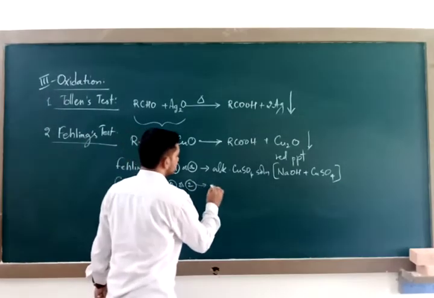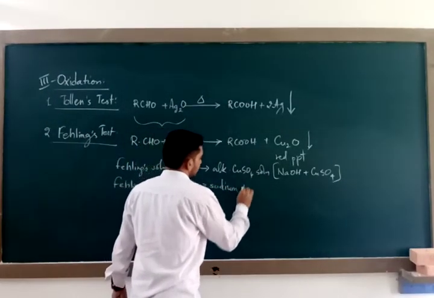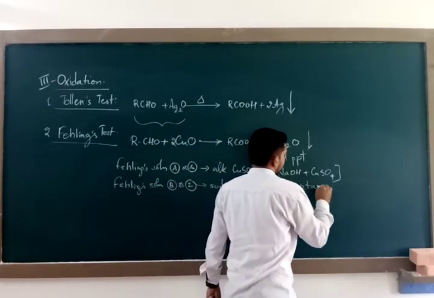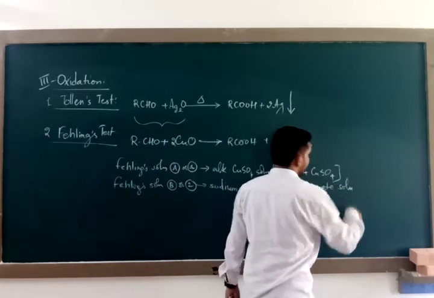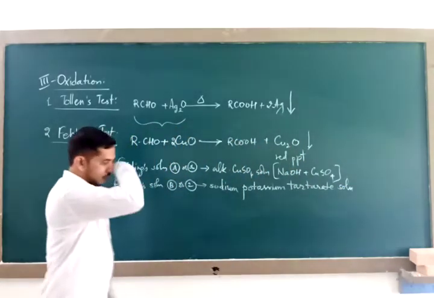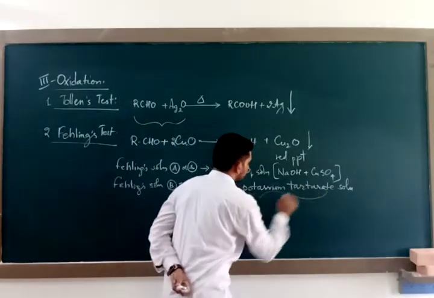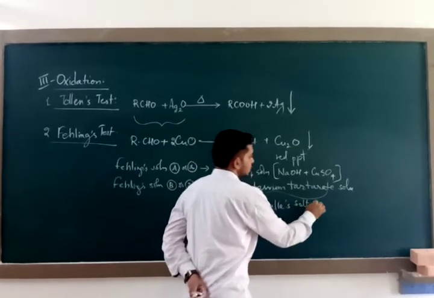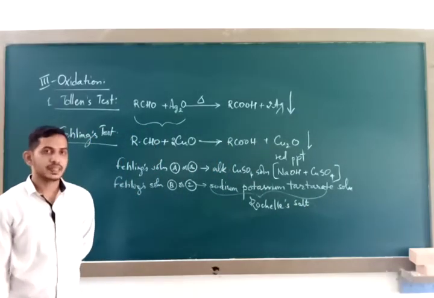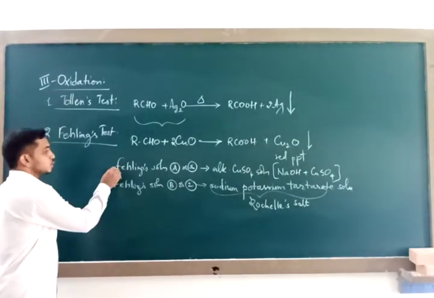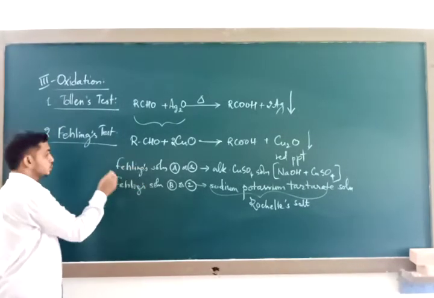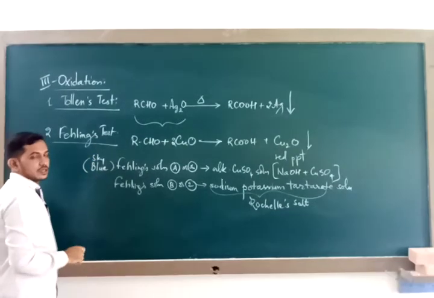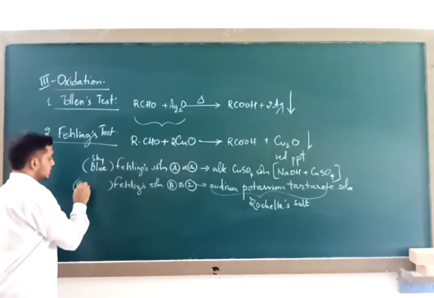The second solution is sodium potassium tartarate solution. It's a chemical compound. Sodium potassium tartarate is otherwise called Rochelle's salt. Its solution is prepared. Now remember, Fehling's solution 1 or Fehling's solution A is blue in color, sky blue color. Then Fehling's solution B is colorless.